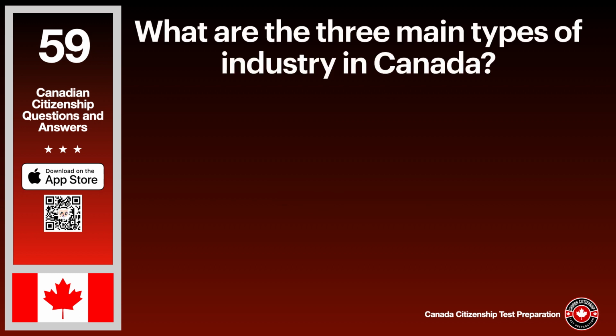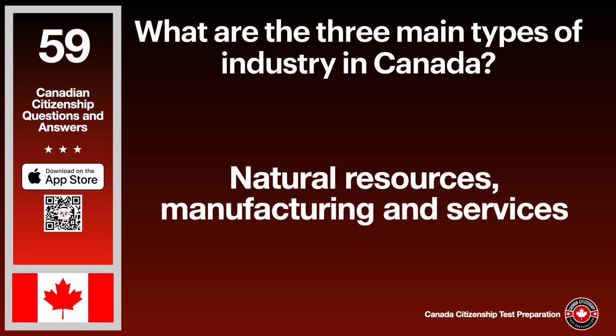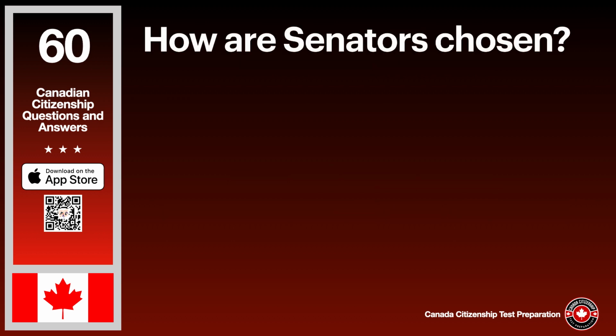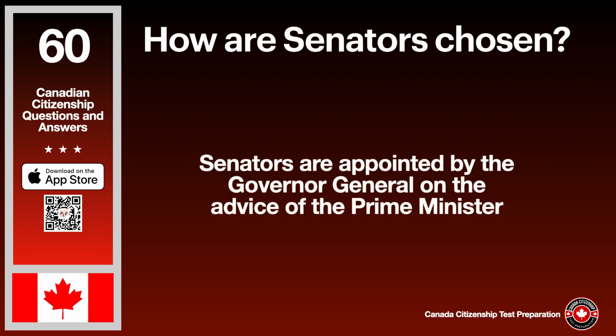What are the three main types of industry in Canada? The answer is natural resources, manufacturing and services. How are senators chosen? The answer is senators are appointed by the Governor-General on the advice of the Prime Minister.